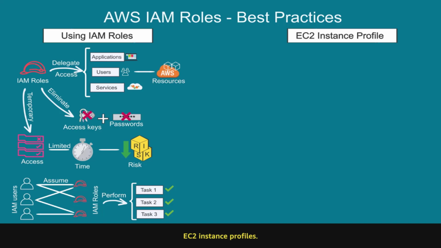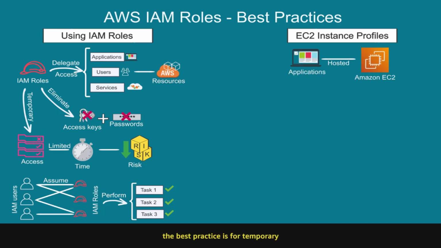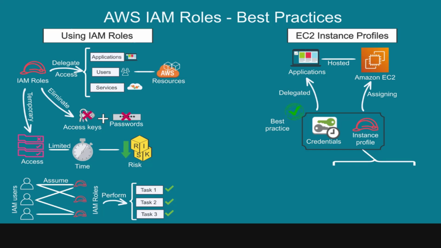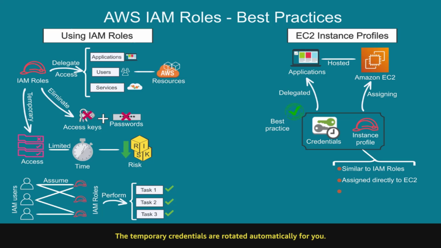EC2 instance profiles. For applications hosted on Amazon EC2, a best practice is for temporary credentials to be delegated to the application by using an instance profile and assigning it to the Amazon EC2 instance. Instance profiles are similar to IAM roles. They can be assigned directly to one or more Amazon EC2 instances. The temporary credentials are rotated automatically for you.